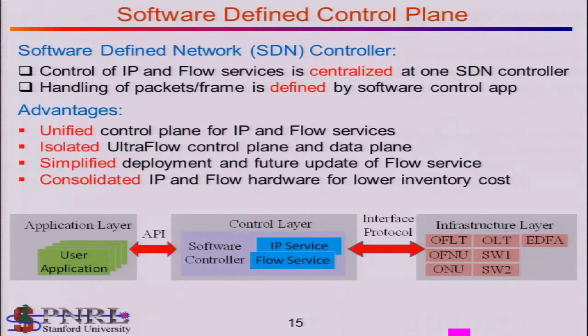We may also isolate the ultraflow control plane from the data plane, which simplifies the deployment and some possible future updates for the flow service. Also importantly, we can consolidate the IP and flow hardware, by which we mean we can use the same hardware for either flow or IP transmissions depending on the software running on it. This can help us lower the inventory cost because we have less diversity in the inventory.